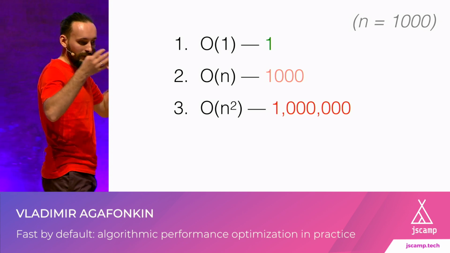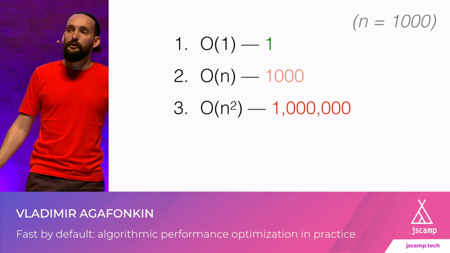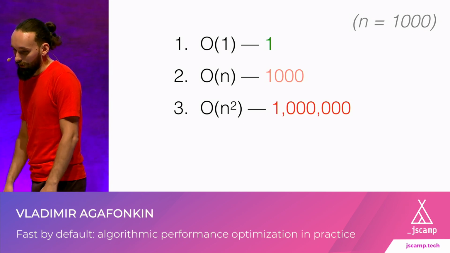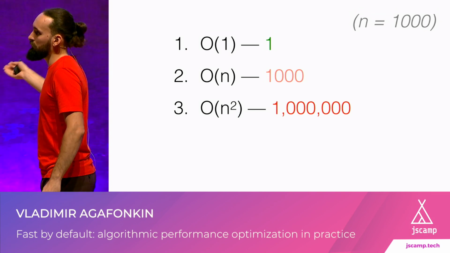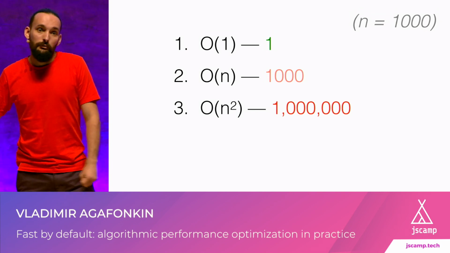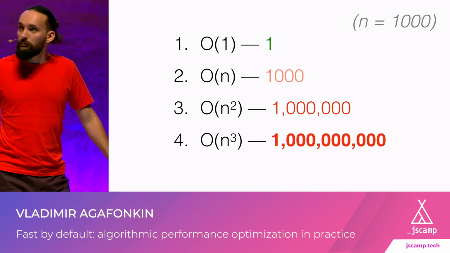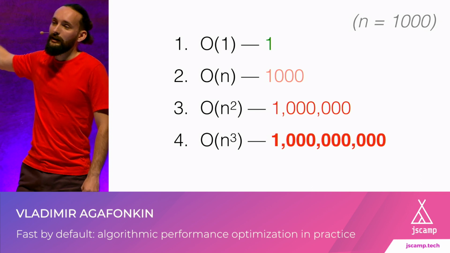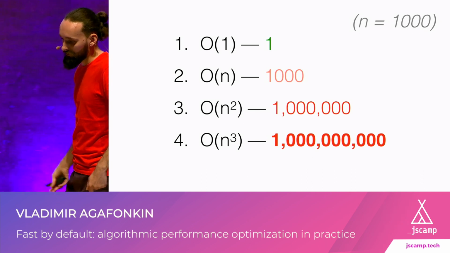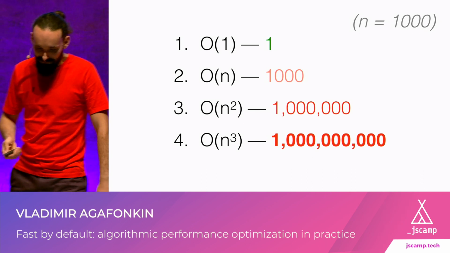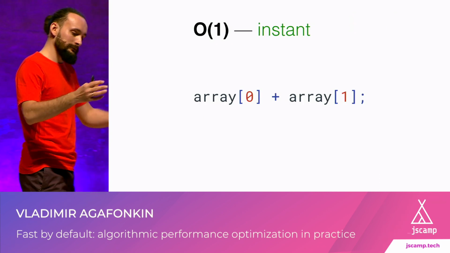Then there is O(n squared), so-called quadratic complexity. For 1,000 items, this will be 1 million operations, which is kind of difficult in JavaScript. O(n cubed) will be 1 billion, and in most browsers, even the most modern ones, they will just freeze with that kind of amount. And let's dig deeper.